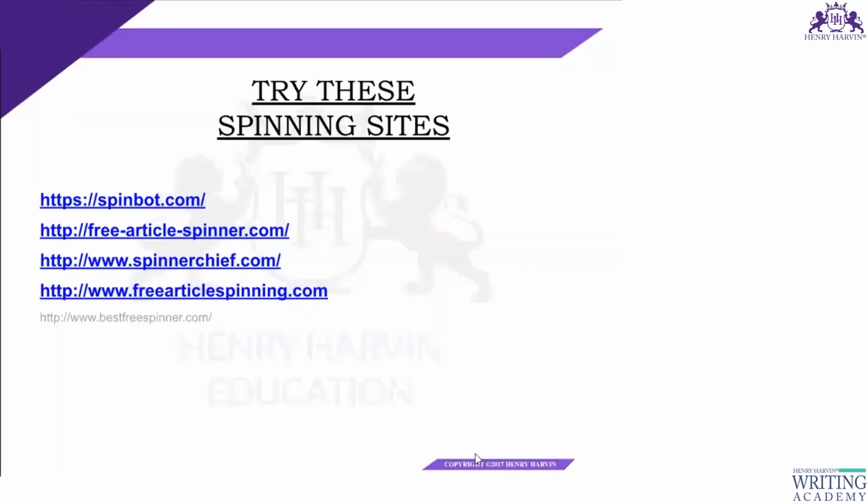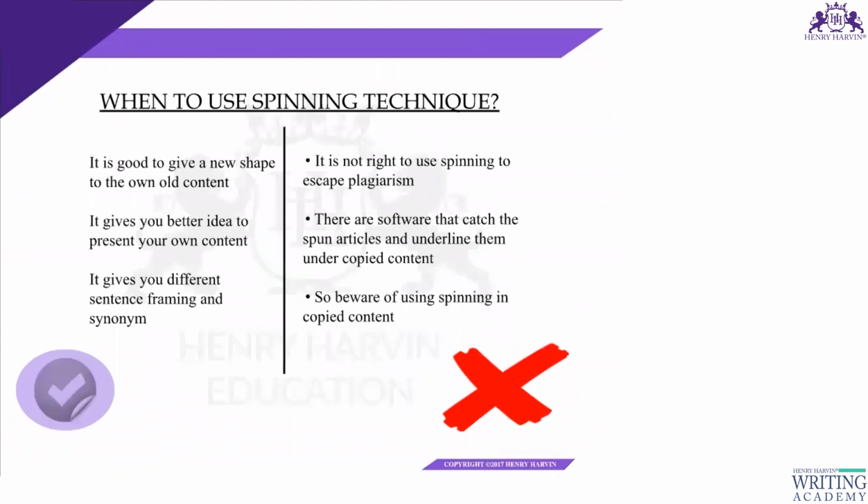So we can also check out freearticlespinner.com, articlesheaf.com, free article spinning, any one of these, to see what works well and what works best for us. So yes, if you already have a piece, you can spin your own article. Else you can just copy from the web right now, just to get the hang of it and see the different shape it gives to an already present article. When to use a spinning technique? Yes, like I told you, it is good to give a new shape to your own old content.